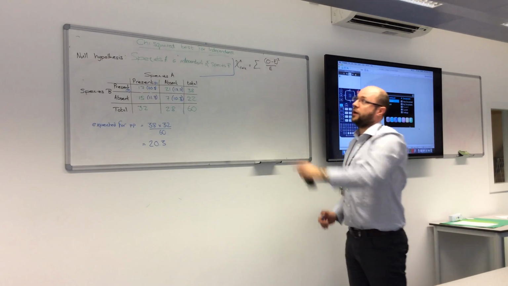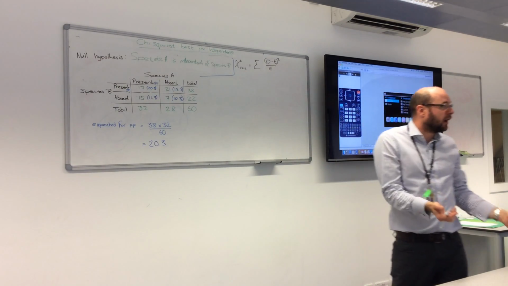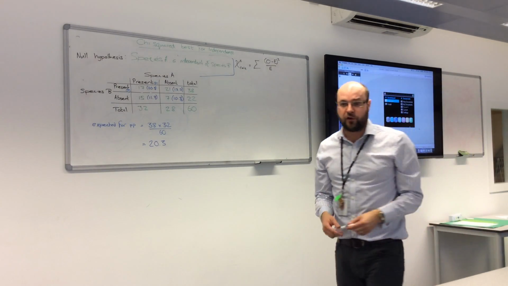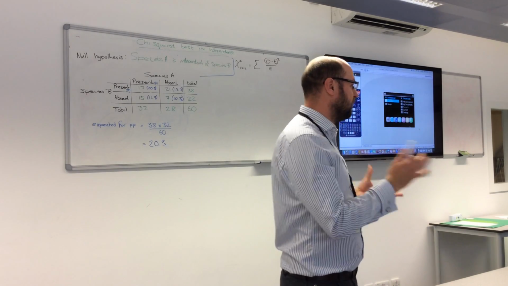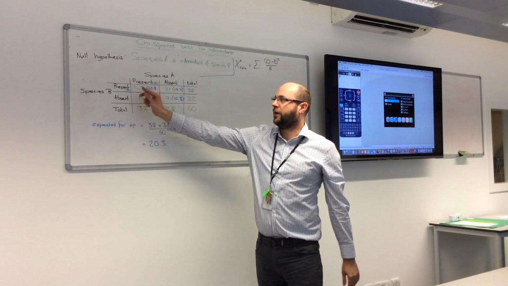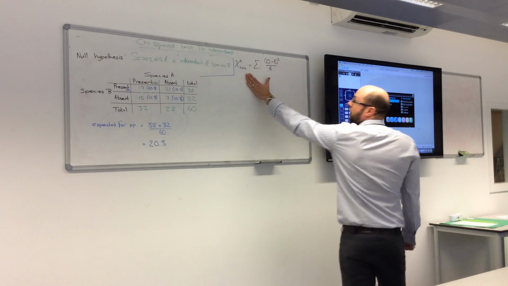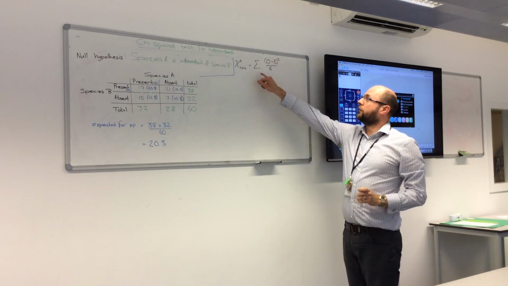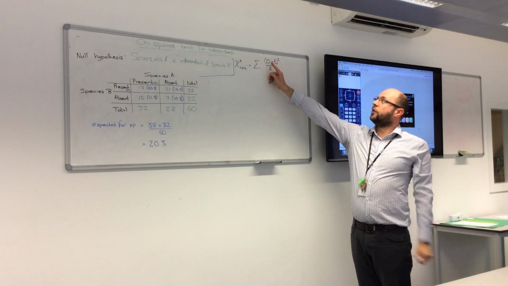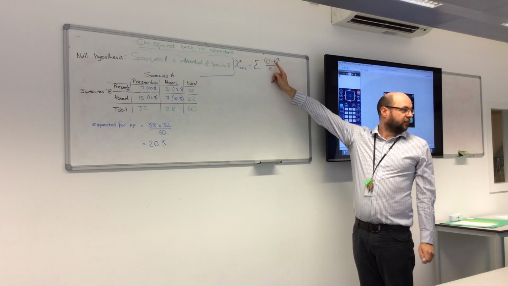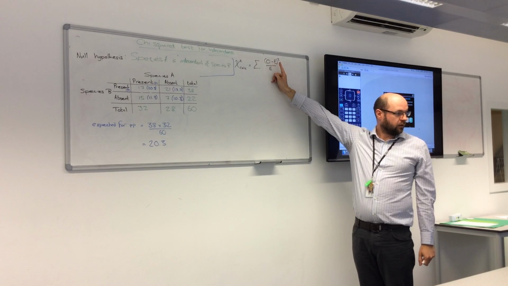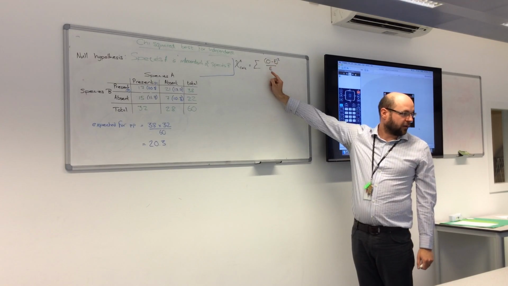So this is the chi-squared calculation for independence. There are other chi-square tests. There's a chi-square test for goodness of fit, for example. That's when it's not a two-way table. This is a two-way table. Okay. So in this test, we use this calculation. So we're looking for the sum of observed frequencies minus the expected frequencies squared, all over the expected frequency.